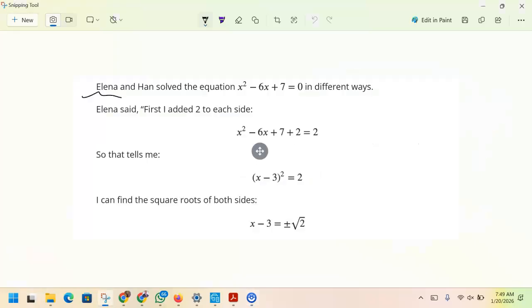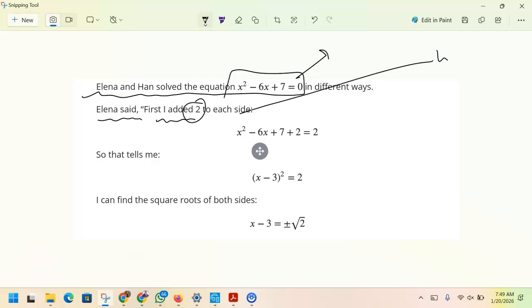So Elena and Hans solved the equation in different ways. Now this is the equation. What Elena said was first I add 2. So she added plus 2 to both sides. And the question is why she thought of adding. Her goal is to get there. There is an in-between step which is missing here, which I'm going to write here.